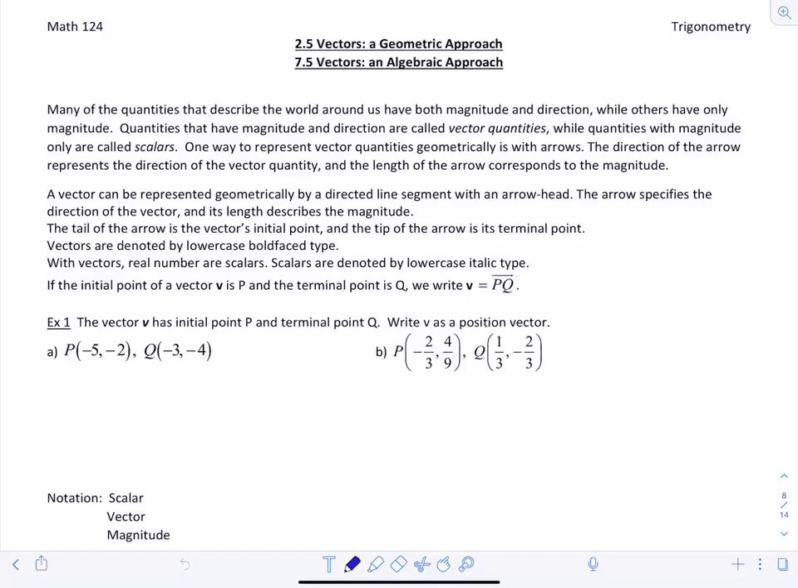All right, in this video, we're going to be discussing vectors, both a geometric and an algebraic approach. So this is combining lessons 2.5 and 7.5. Now, many of the quantities in the world around us have both magnitude and direction, while others only have magnitude. And quantities that have magnitude and direction are called vector quantities, while quantities with magnitude only are called scalars.